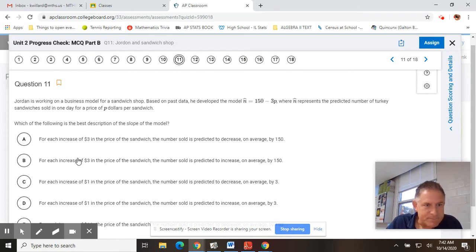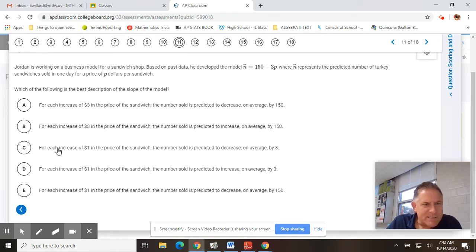Increase of 3. Increase of 3. Increase of 1. So it's C, D, or E. So for every increase of 1, the number sold is predicted to decrease on average by 3. That's it right there.